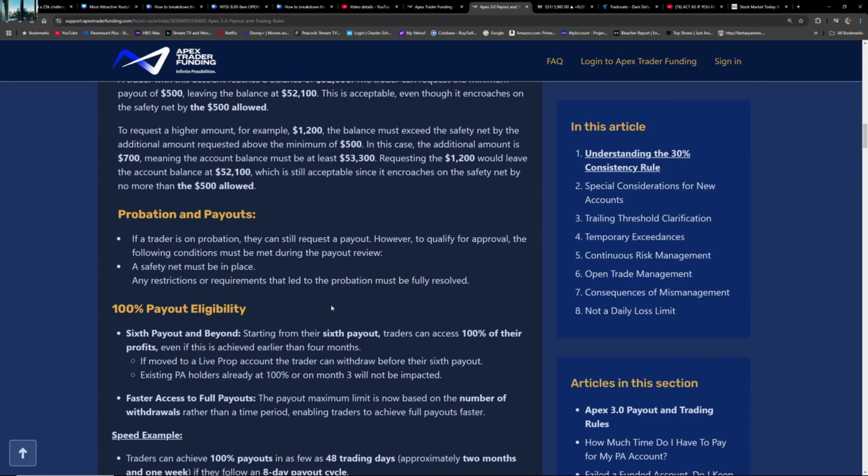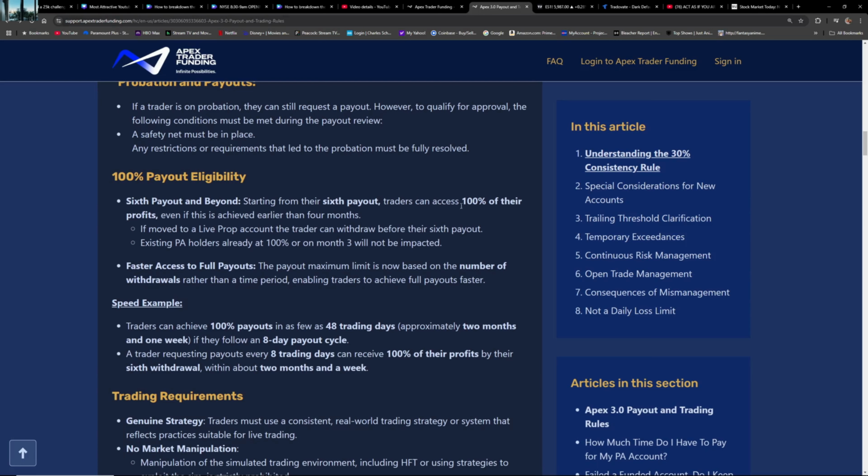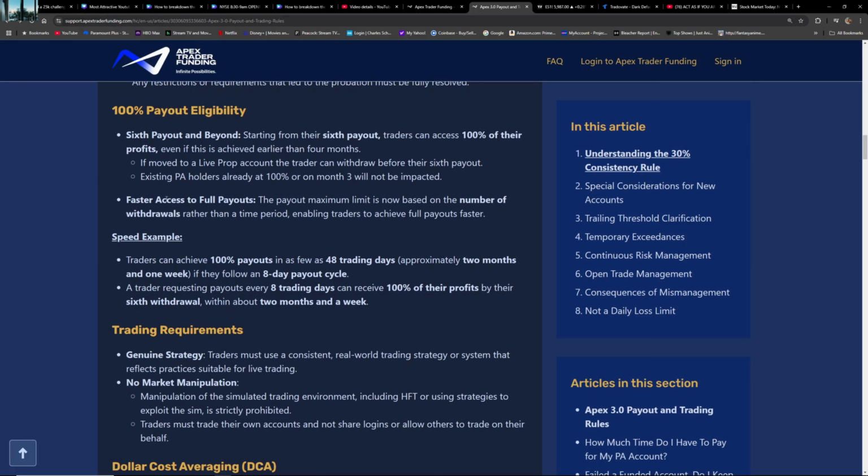100% payout eligibility. After your 6th payout and beyond, you can request at any point in time 100% of your total profits, which would move you to a voluntarily closed account. The fastest access of full payouts. The payout maximum limit is based on the number of withdrawals and not a time period, which is excellent, I believe. Enabling traders to achieve full payouts faster.